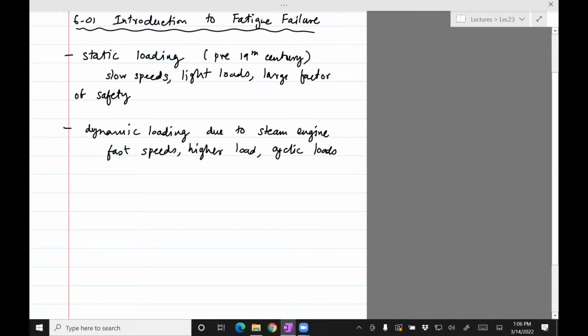So what's the key difference? Well, it turns out that if something fails at, let's say, load P during static loading, it'll actually fail at a much lower load if the same load is applied in a fluctuating way. So if it fails at 1,000 newtons, it'll probably fail at 600 or 700 newtons if the stress is repeated. So that's why we need to worry about dynamic loading, and this whole chapter is devoted to that.